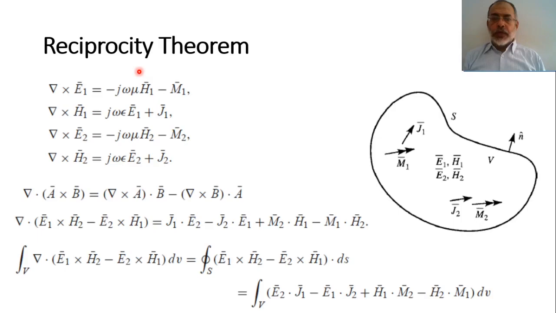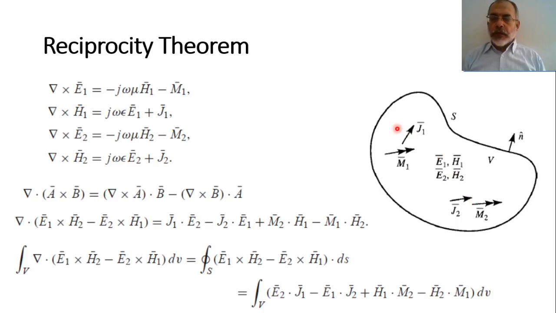Reciprocity theorem. Effectively, reciprocity theorem is a quite famous theorem in different fields of physics in general, not only electromagnetics. If we have two sets of sources, source 1, which consists of electric current J1 and magnetic current M1, and another set which consists of J2 and M2. So the fields due to the first set of sources at the location of the second set will be the same as if we interchanged the position of J1 and M1 to be in the location of 2, and the location of 2 would be at the location of 1.